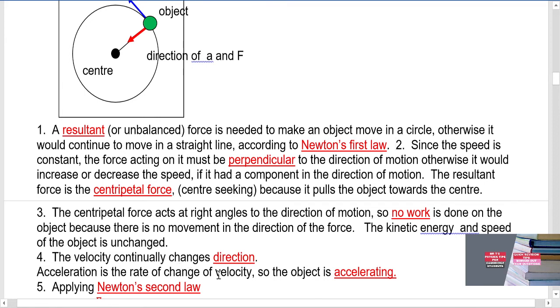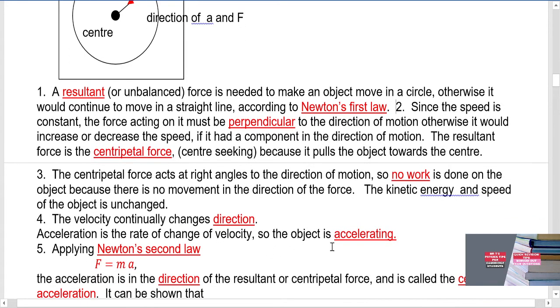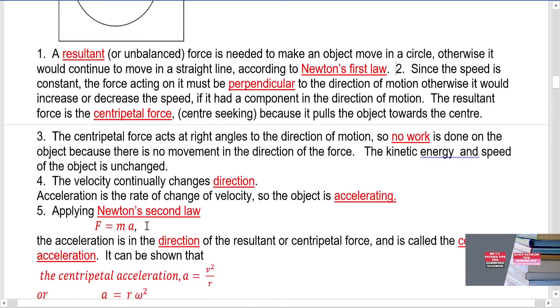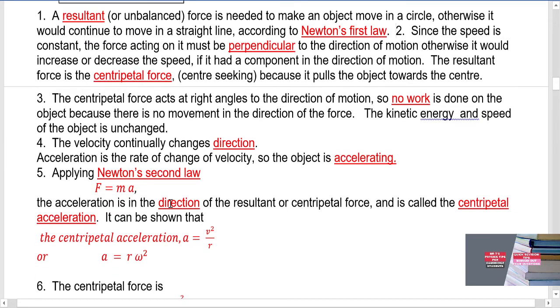Acceleration is the rate of change of velocity, so the object is accelerating. Applying Newton's second law, the rate of change of momentum is directly proportional to the resultant force and takes place in the direction of the force. That boils down to F is equal to ma. So the acceleration is directed in the same direction as the resultant force, or this centripetal force. So the acceleration is also called a centripetal acceleration.